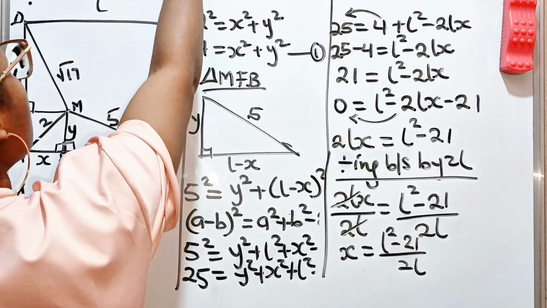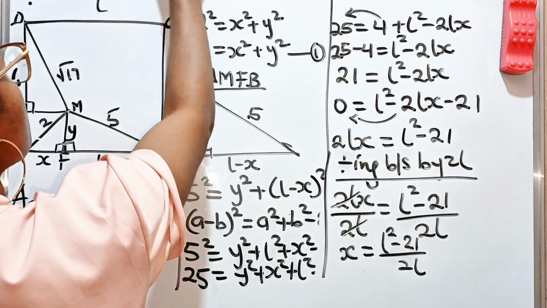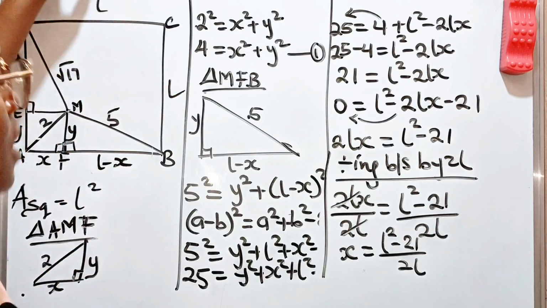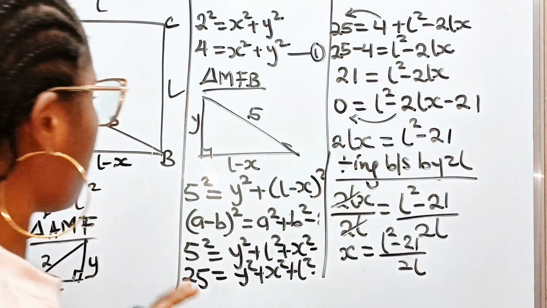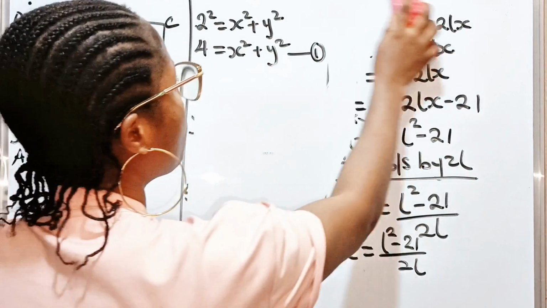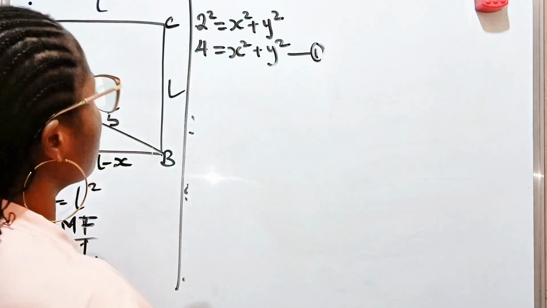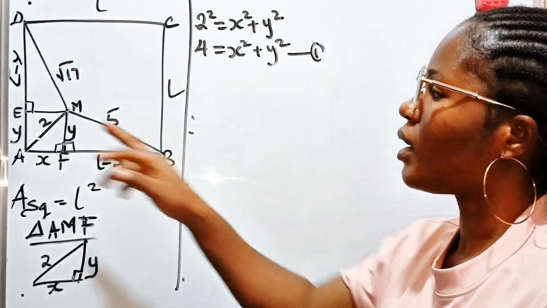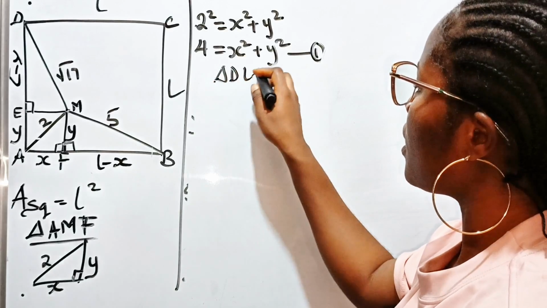L squared minus 21 divided by 2l. So that is the value of our x. Okay, similarly, let us consider triangle DEM. Triangle DEM.